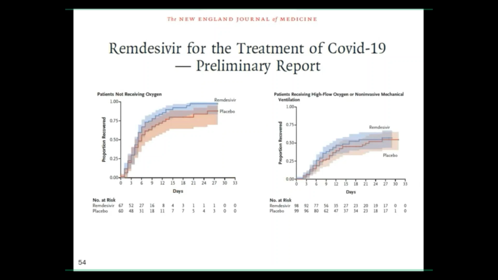But what's absolutely critical, this is data published in the New England Journal of Medicine, is to look at the groups of patients that did and did not benefit. So you can see the patients not receiving oxygen, i.e. those who did not have the pulmonary phase, was the only group of patients who showed a clinical response in time to resolution. Patients receiving high-flow oxygen or non-invasive ventilation, not even on a ventilator, showed absolutely no response to remdesivir, which absolutely makes sense from what we've said.